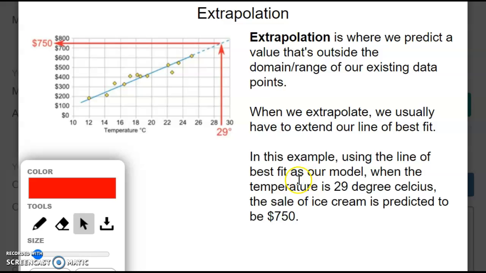And in this example, using the line of best fit as our model, when the temperature is 29 degrees Celsius, and it's extrapolation because we're predicting outside the data points, the sale of the ice cream is predicted to be $750. Find the graph by extending the line of best fit and then find the y value for that x value, which comes to $750. So we are predicting if the temperature was 29 degrees, then we would expect to sell maybe around $750 worth of ice cream.